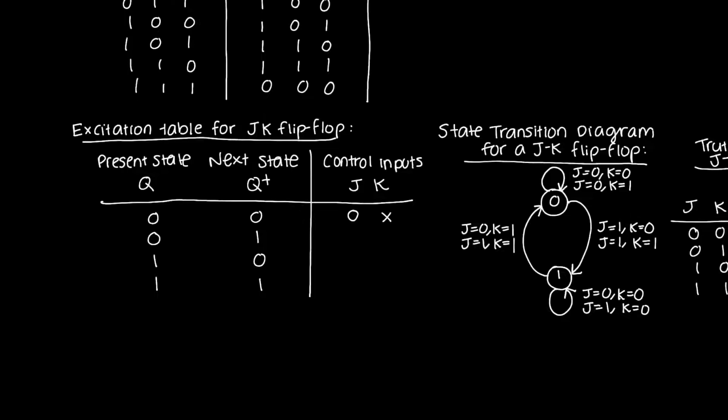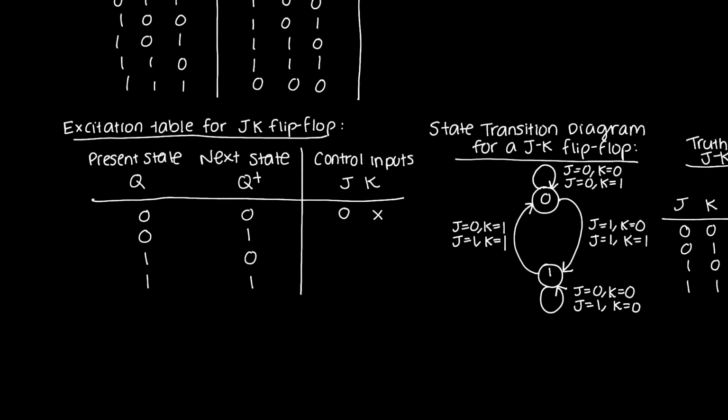Okay, what about this row over here? If that's a 0 to 1 transition, that's this over here. And we already determined that actually, as long as j is 1, it doesn't matter what k is. So let's write that. J is 1. K, it doesn't matter. K can be 0 or 1, but as long as j is 1, that transition will occur.